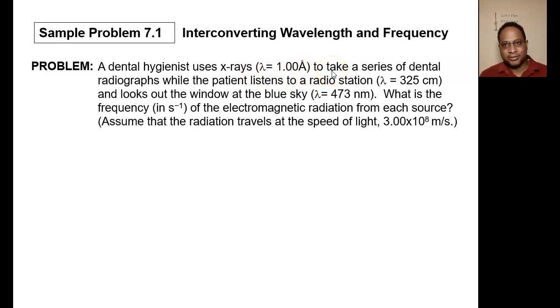And that's through taking several dental radiographs, and then at the same time you're listening to your radio station through your earbuds, and that has a wavelength of 325 centimeters. You look out the window, you see blue sky, and that has a wavelength of 473 nanometers. And the question is, what is the frequency in hertz or per second of the electromagnetic radiation for each of the sources? And the assumption is that the speed of light is 3 × 10⁸ meters per second.